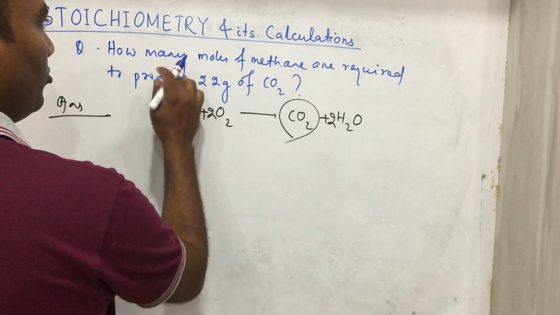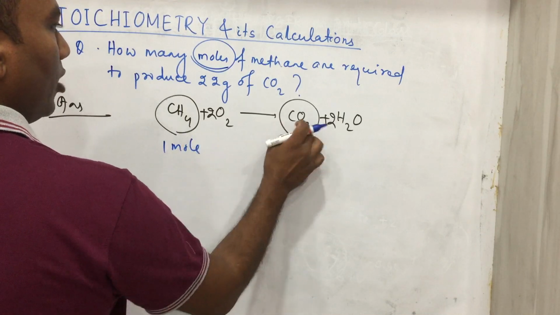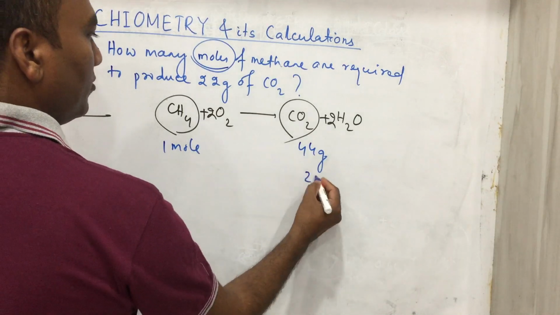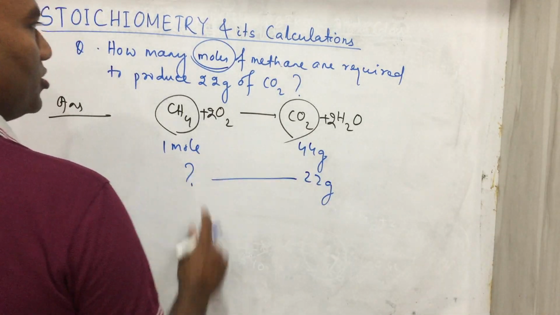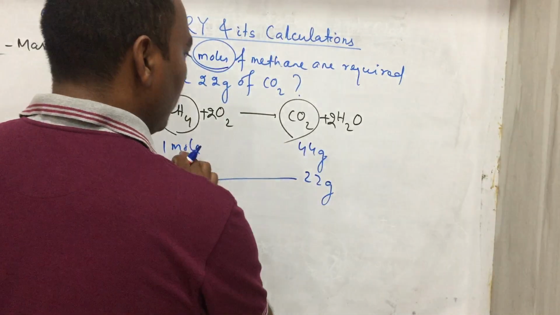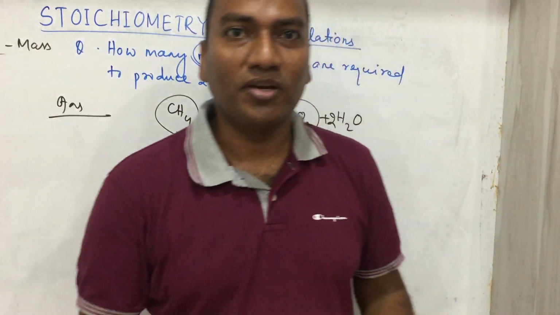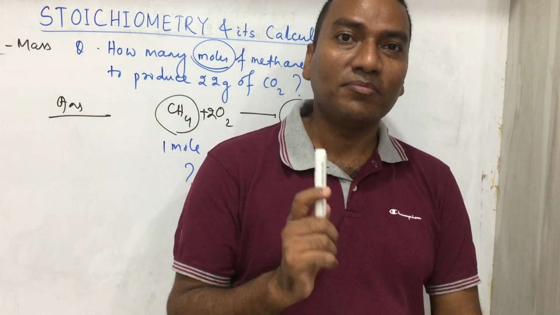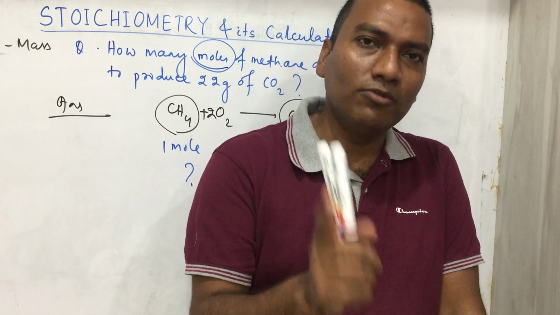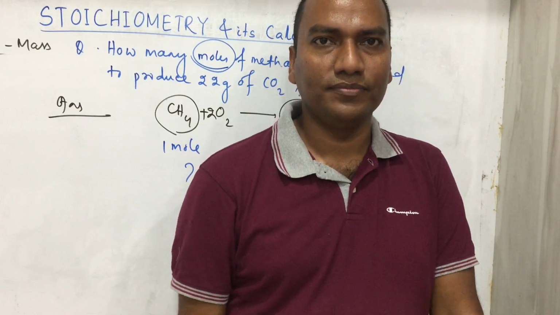Now methane, how many moles here? 1 mole. How much CO2 here? 44 gram, because 1 mole. The question says when it is 22 gram, how many moles? Half mole. So 44 gram is 1 mole, 22 gram is half mole. Very easy. So this is called mass relationship. The mass of either reactant or product, any one will be given, and we have to calculate the mass of the other one. Clear?